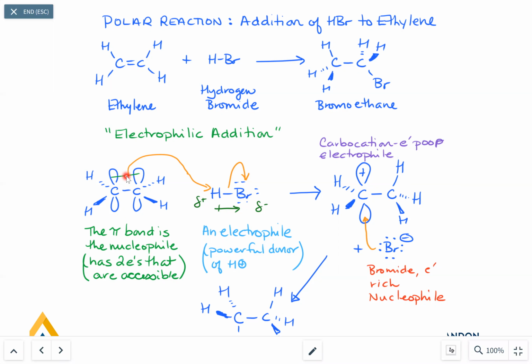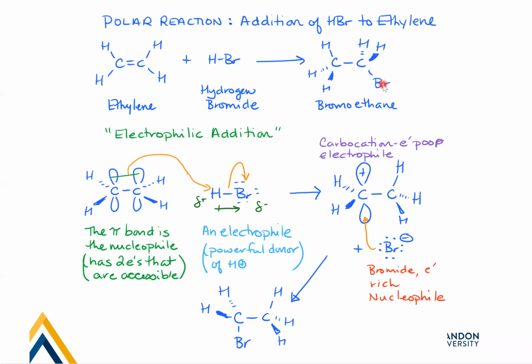So overall, and then I guess let's go back a step. Overall, what we've done is we've broken this pi bond and we've made a carbon-hydrogen sigma bond and a carbon-bromine sigma bond. So one of the things that'll be driving this reaction is the fact that you're giving up a weaker pi bond to make two stronger sigma bonds. So that's one of the reasons why this reaction is going to go. This reaction goes super quickly too.